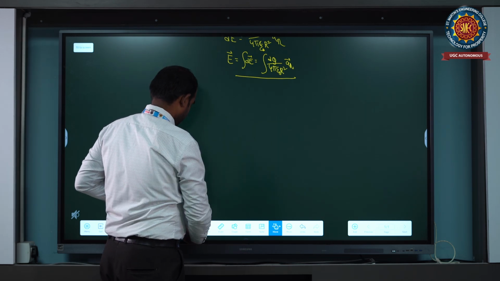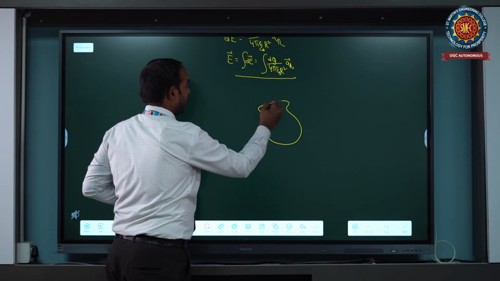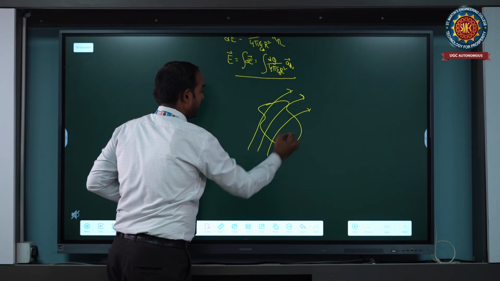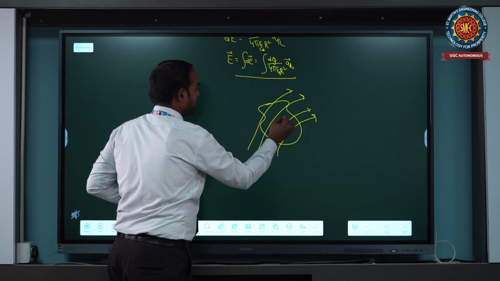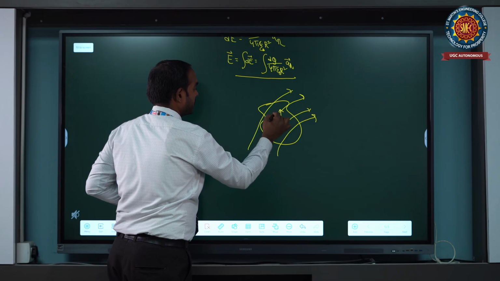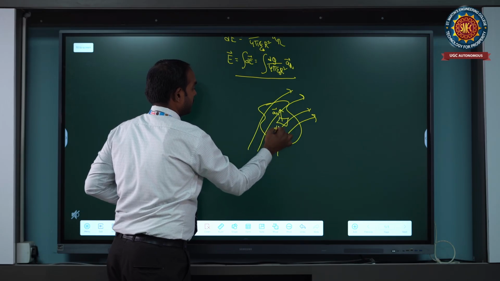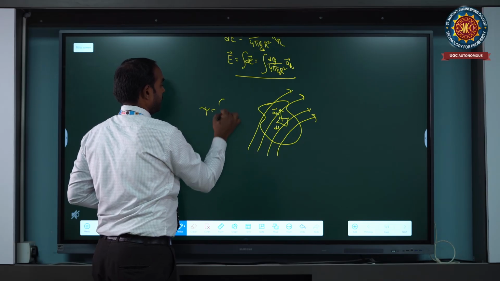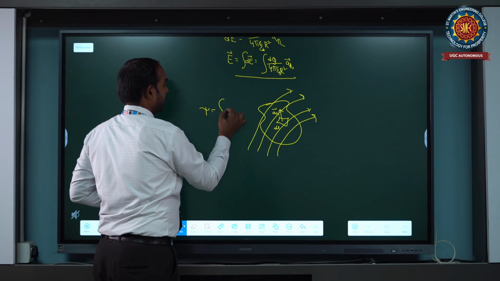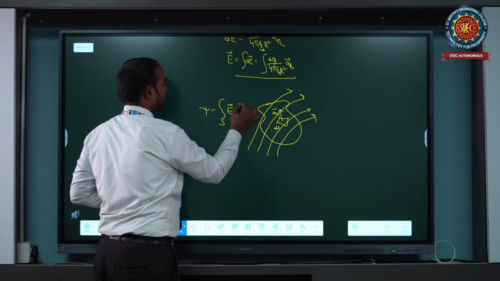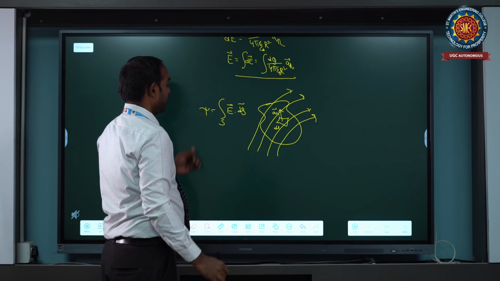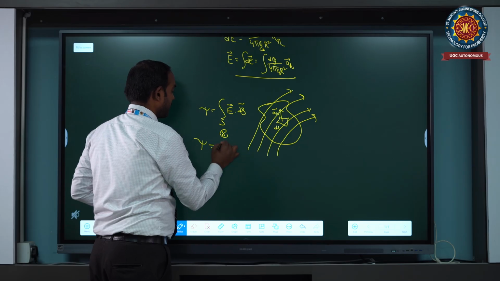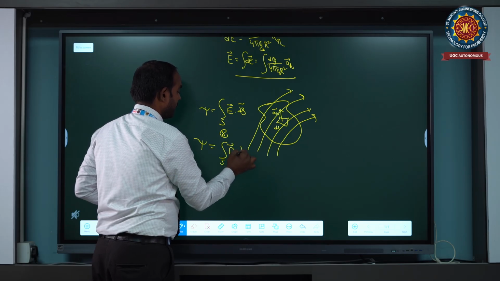consider any arbitrary surface. It is placed in an external electric field. We define how many electric flux lines of force cross a given surface, and that is known as electric flux. It is a scalar quantity, the surface integral of electric field vector E bar dot ds bar. Another quantity we define is the surface integral of D bar dot ds bar.